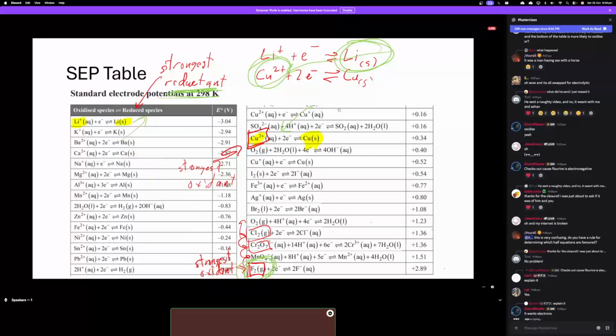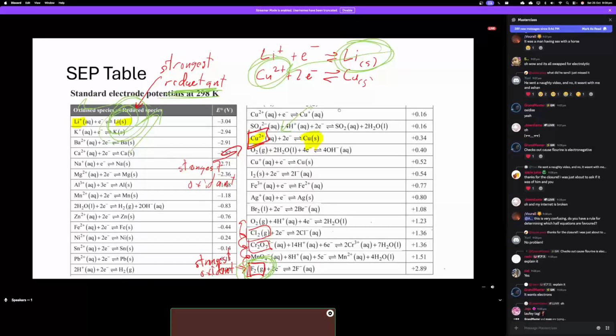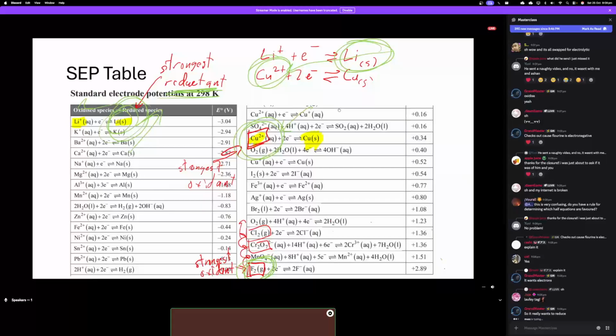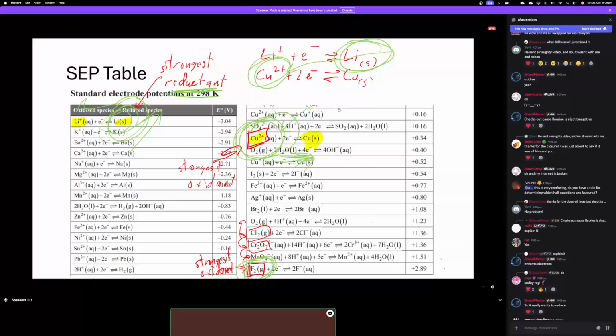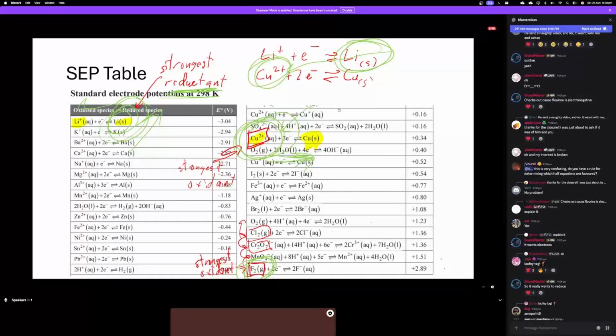Top right, the only thing it can do is give away electrons. And the bottom left one, the only thing this can do is take in electrons. That's all it can do. So it wants to go this way. Top right and bottom left.